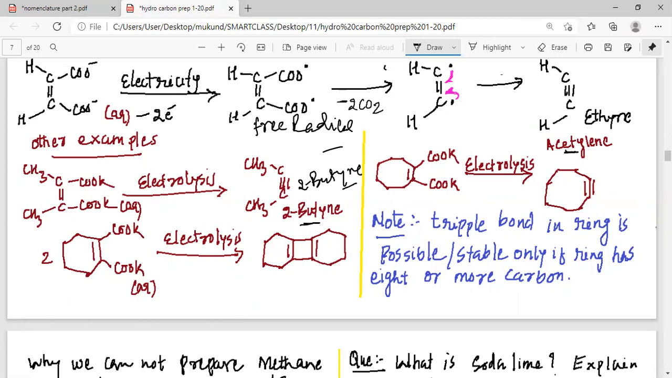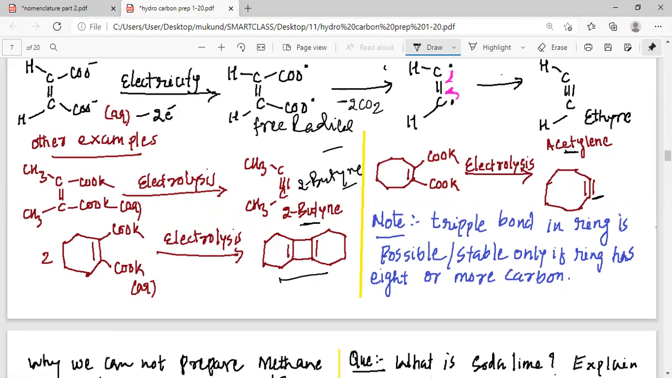In the same way, my dear students, you can see that if the cyclohexene ring has a double bond and the carbons in the double bond have the carboxylic group, on electrolysis we can get a cyclic compound. In the same way, please remember that if there is a cyclooctene ring having a double bond, and the carbons involved in the double bond also have the COO group, then we can have the cyclooctyne ring, which has the triple bond.